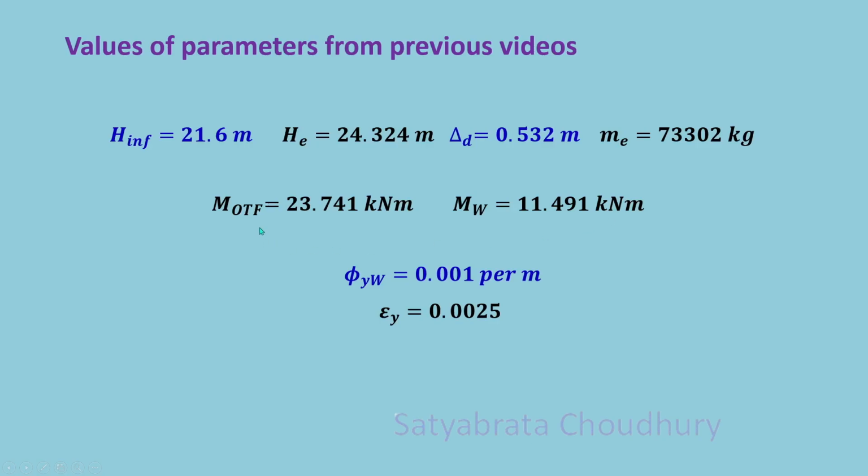These values of moment for the frame and the wall are based on unit loads applied, and these are not the real moments but relative moments. The yield curvature of the wall, phi_yW, is 0.001 per meter. Epsilon y equals Fy divided by Es, the yield strength of the steel divided by the modulus of elasticity of steel, which comes out as 0.0025.